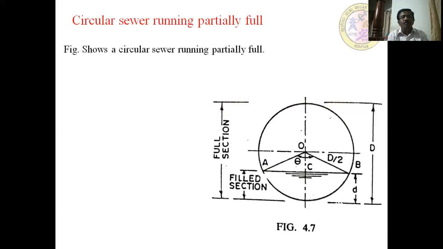Circular sewer running partially full means that when we design the sewer pipeline, it is not possible to design for the running full condition. I have already explained why it is not possible to design for running full condition, and also there is a provision for the freeboard. There is a provision for the freeboard because an excess of flow may occur due to improper calculation of the total quantity of sewage generated.